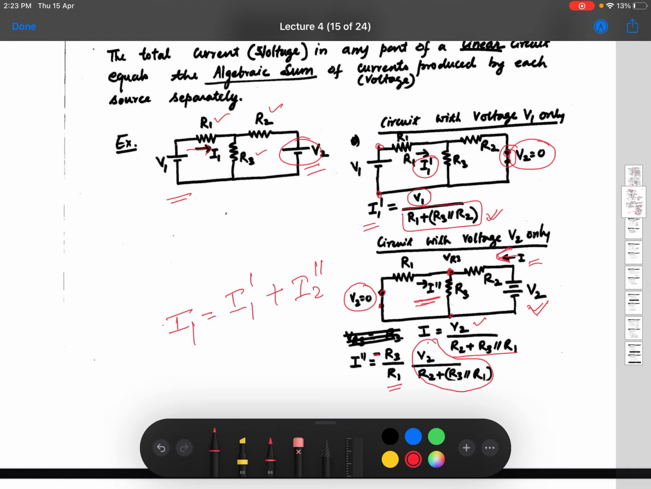So that is what the superposition theorem actually means. In this example, if you put some values to R1, R2 and R3, V1 and V2, you can easily see that the superposition theorem holds, because all these circuits are linear circuits. We will be talking only about linear circuits in our course, and all these linear circuits actually hold the superposition theorem. So we'll stop here.